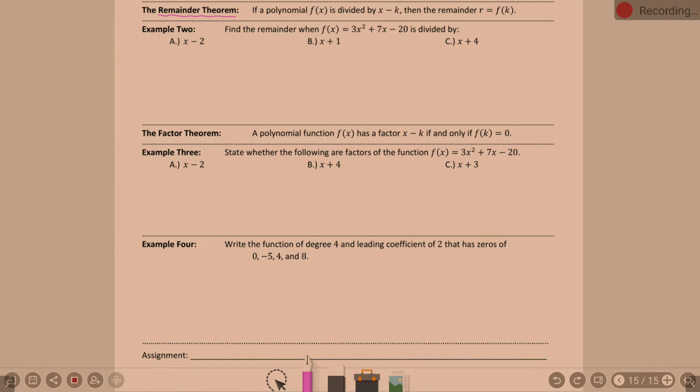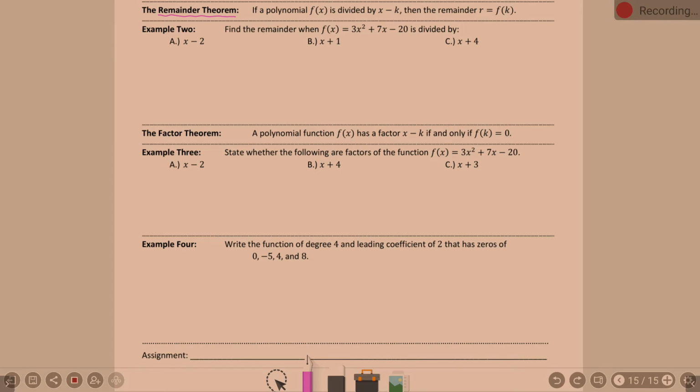The remainder theorem. Okay? The remainder theorem says if a polynomial is divided by x minus k, so just that linear piece there, then the remainder is whatever f of k is. Okay, that's all fancy speaking. You said this was going to be easy, Mrs. Sargent. Give me a chance, okay? And I promise it's easy.